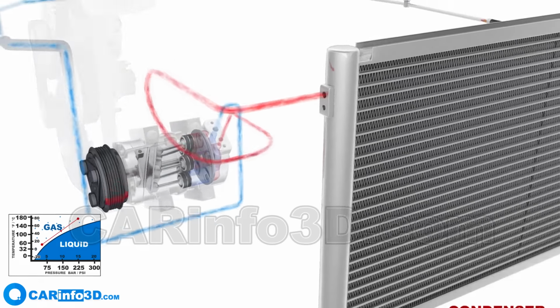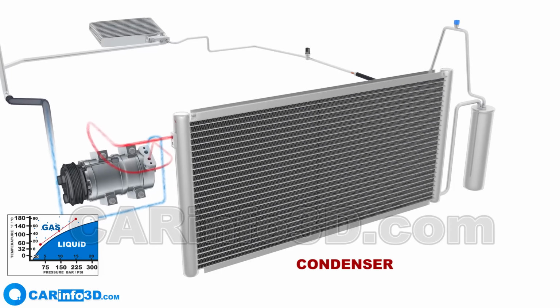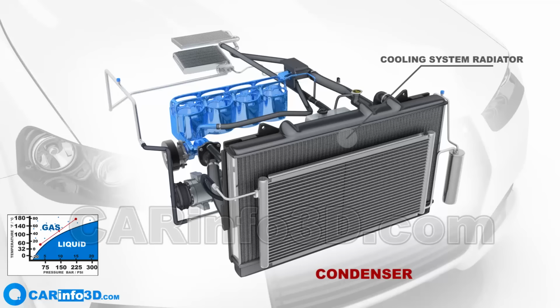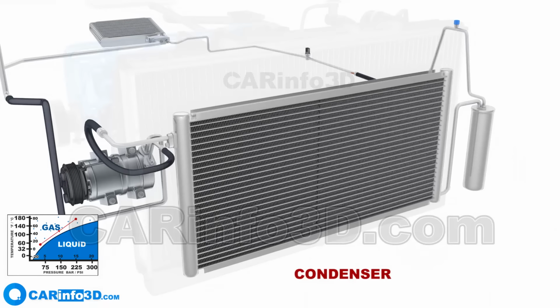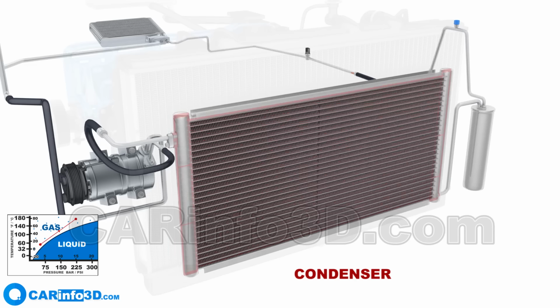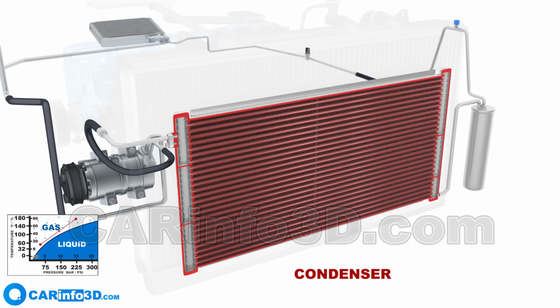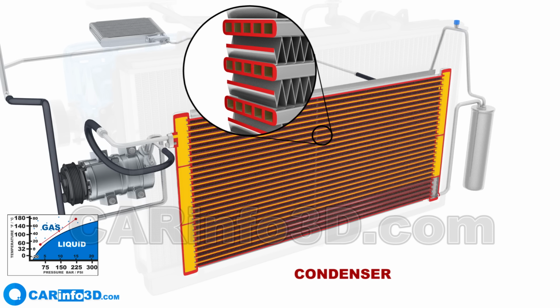Next, the gaseous refrigerant is then sent to the condenser located in the front of the vehicle, in front of the cooling system's radiator. The condenser is a type of radiator with multiple tubes and cooling fins, but its purpose is to condense the refrigerant. You can see one potential layout for the condenser's interior, in which the flow is split into multiple tubes going in the same direction, and each tube is further divided into multiple flows. This maximizes the heat transmission area.